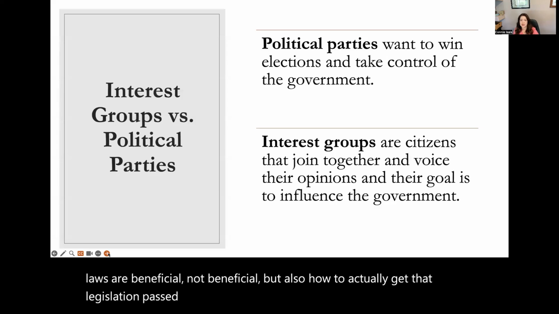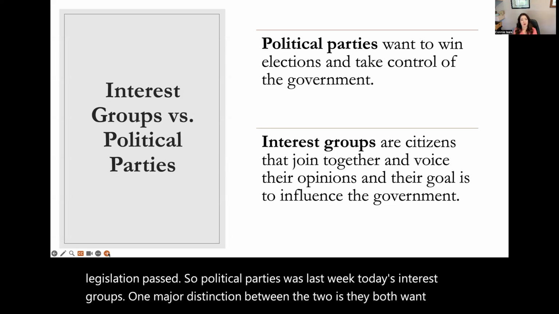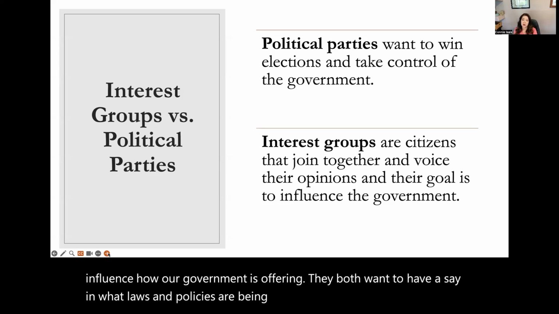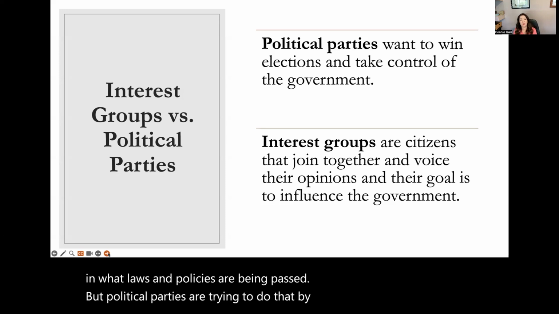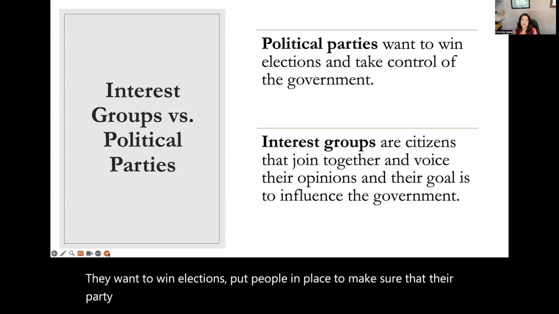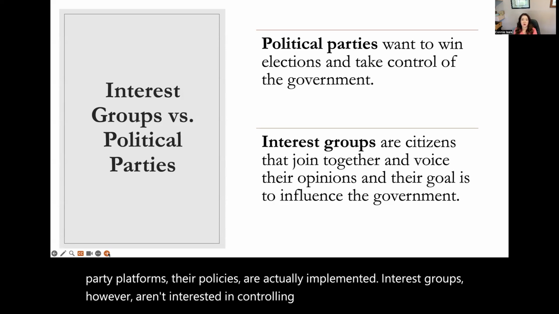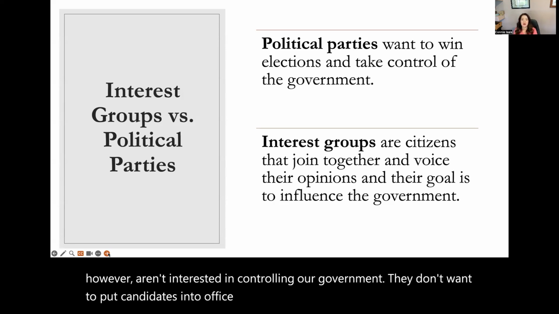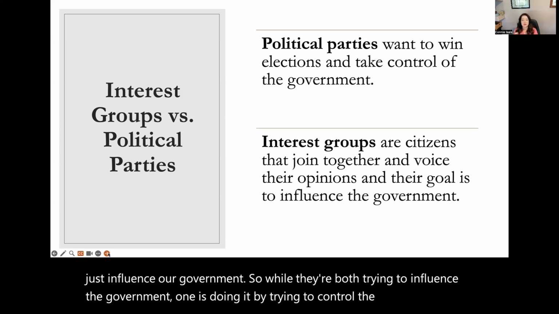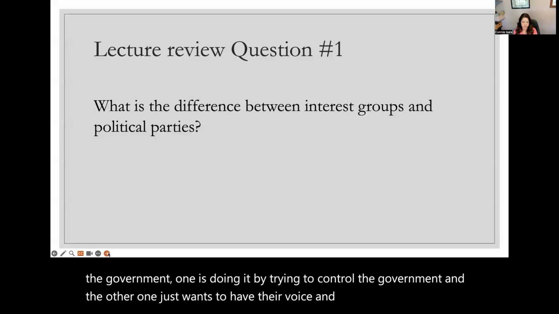So political parties was last week. Today's interest groups. One major distinction between the two is they both want to influence how our government is operating. They both want to have a say in what laws and policies are being passed. But political parties are trying to do that by controlling the government. They want to win elections, put people in place to make sure that their party platforms, their policies are actually implemented. Interest groups, however, aren't interested in controlling our government. They don't want to put candidates into office necessarily. They're there to try and simply just influence our government. So while they're both trying to influence the government, one is doing it by trying to control the government, and the other one just wants to have their voice and opinions heard.